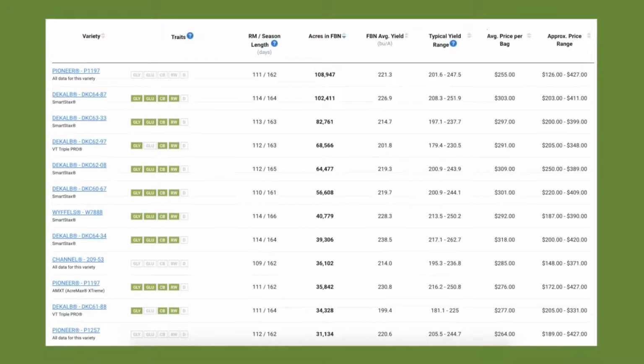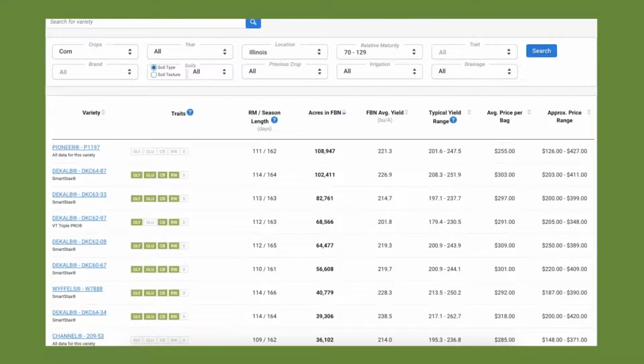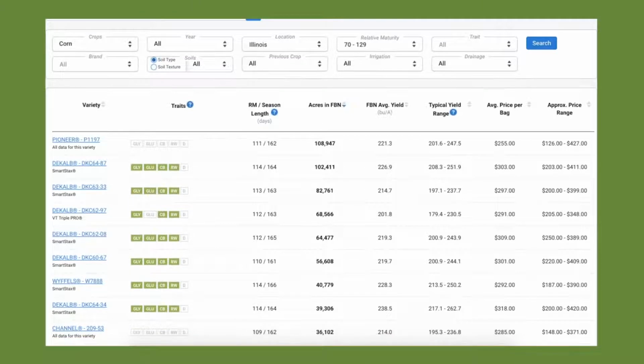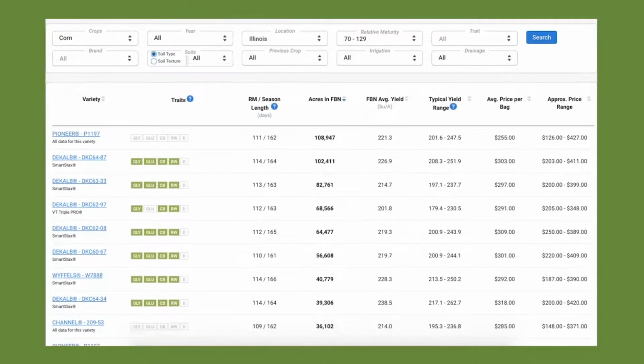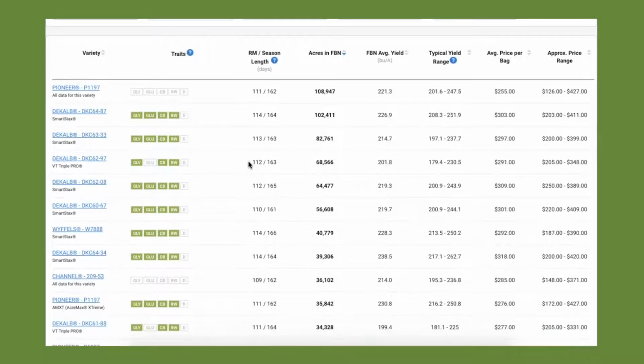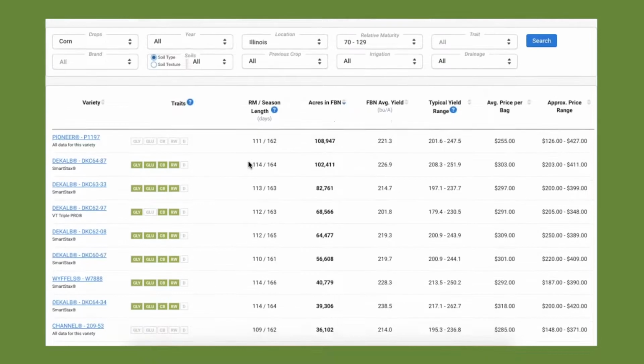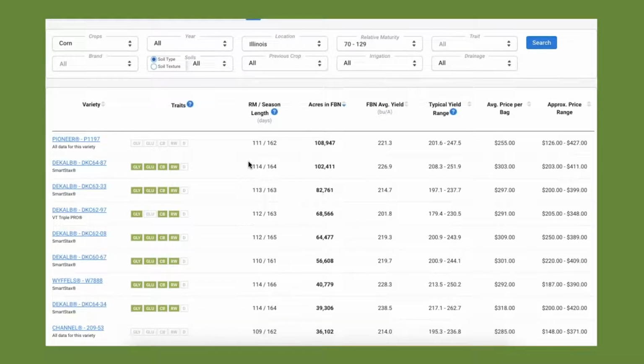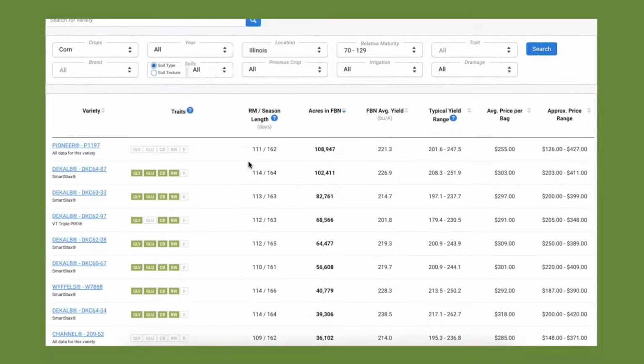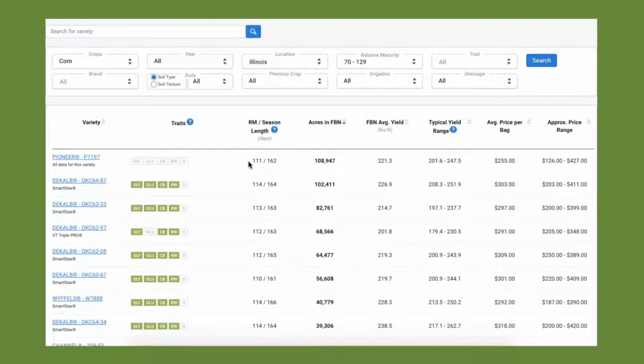Moreover, the time it takes a specific variety to reach maturity is highly dependent on the region of where it's grown. And relative maturity ratings from the seed industry do not take that into account. So a seed rating of 100 days that's grown in central Nebraska is going to have a very different season length than if it was grown in central South Dakota.